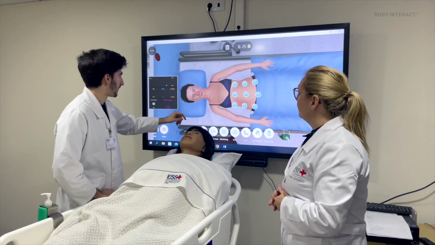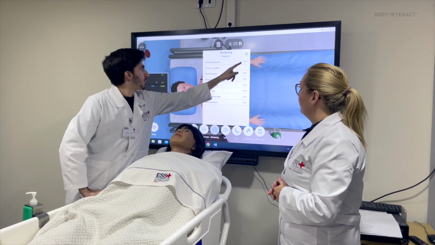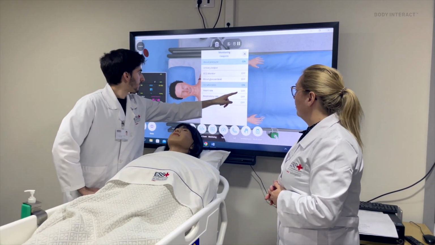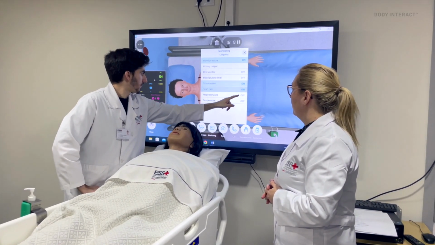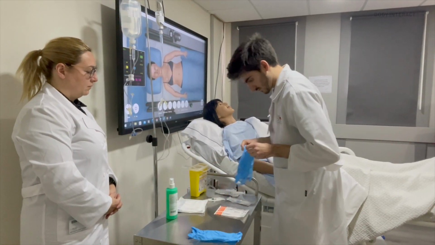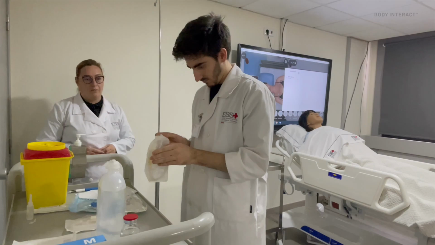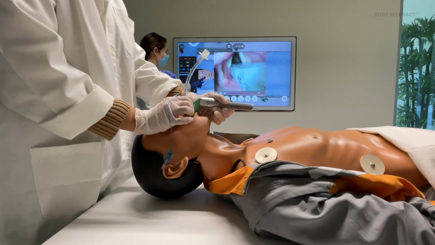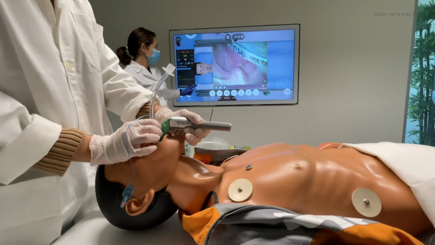When integrated with Body Interact, hybrid simulation becomes even more impactful. Students first engage with a virtual patient in Body Interact, fostering cognitive skills such as clinical reasoning, critical thinking, and decision-making. This is followed by a seamless transition to physical tasks, such as preparing medication, inserting an IV, or performing a blood draw using part-task trainers or manikins.